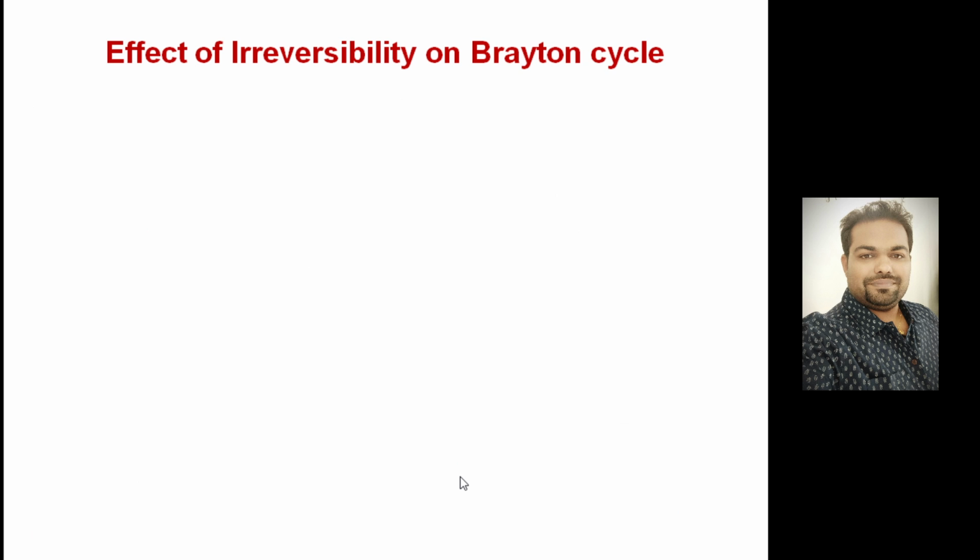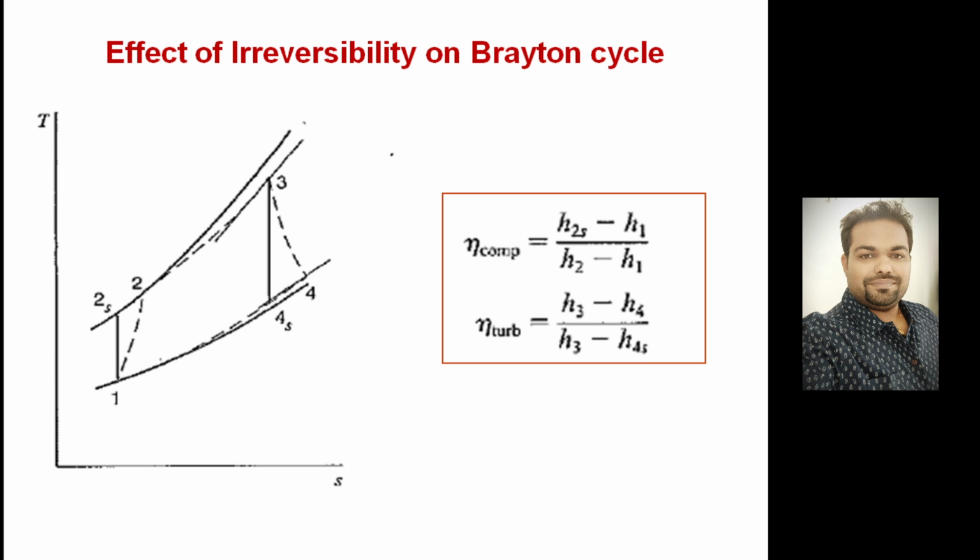Effect of irreversibilities. Usually we assume the compression and expansion processes are fully adiabatic, but in reality they are not. A lot of frictional losses will occur. Because of that, irreversibility will be associated with the process. So the usual process is 1 to 2s, going to 3, and then finally 4s. 1, 2s, 3 and 4s is the ideal cycle.